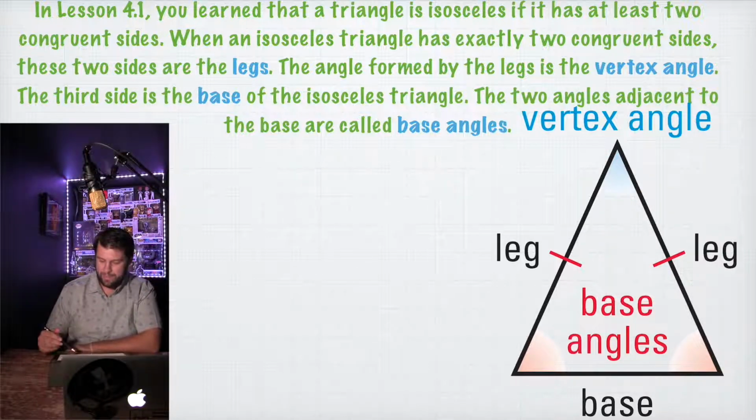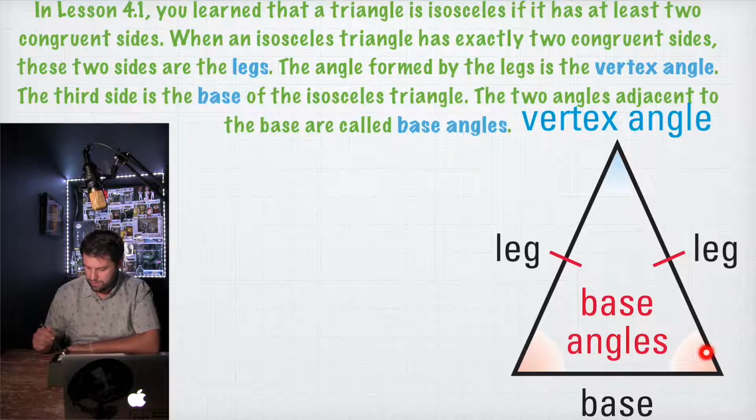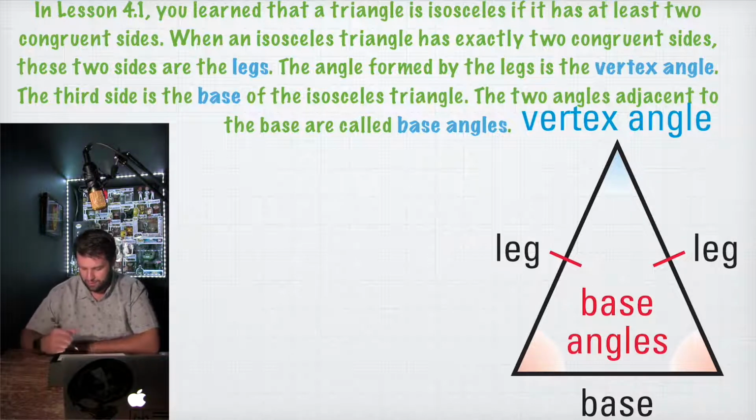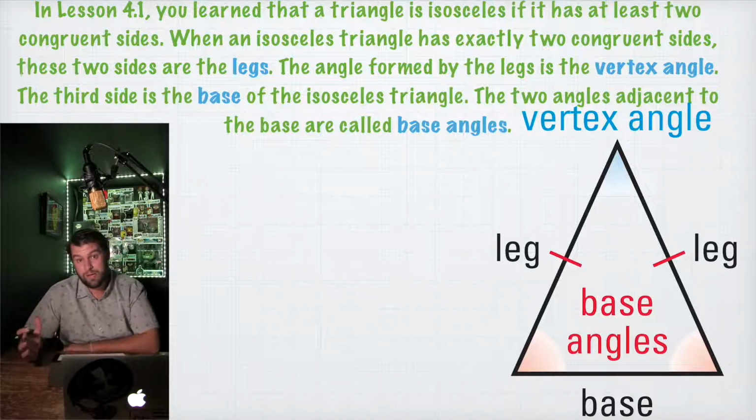I like to think about it like a mountain. The legs are the sides of the mountain. The top is the vertex of the mountain. And then the two angles on the bottom are the base angles, along with the base of the mountain. Okay? Let's keep going.